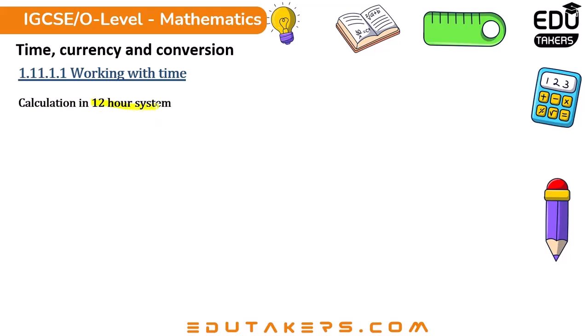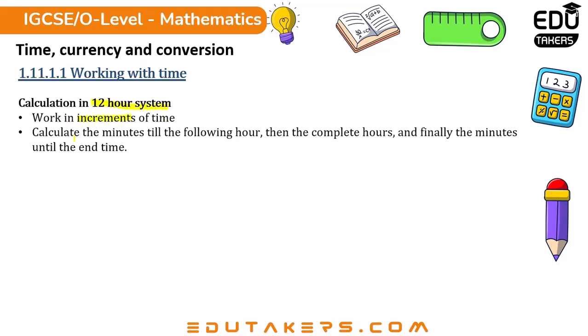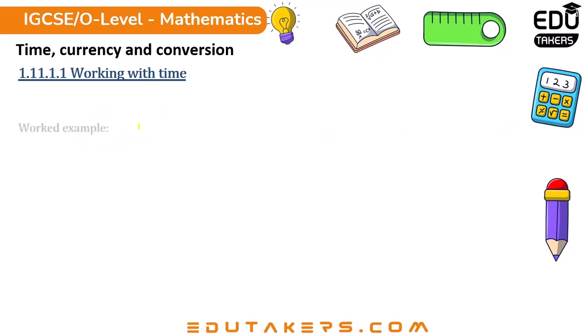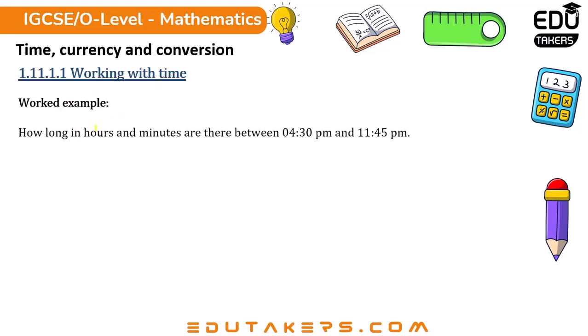Calculations in 12-hour system. Work in increments of time. Calculate the minutes till the following hour, then the complete hours, and finally the minutes until the end time. Worked example of working with 12-hour system. How long in hours and minutes are there between 4:30 pm and 11:45 pm? Now work in increments of time.